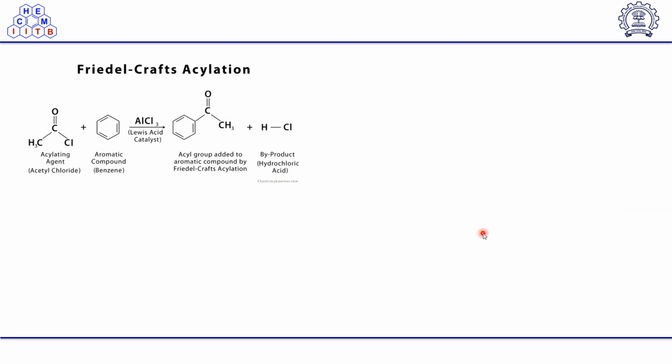And the next reaction is Friedel-Crafts acylation. And these all are basic reactions. That's why I am not going into the details of this reaction. So here this acylating agent, that is acetyl chloride, we are using in presence of an aromatic compound and a Lewis acid catalyst. This acyl group gets added to this aromatic compound by means of Friedel-Crafts acylation. And the byproduct here is hydrochloric acid.